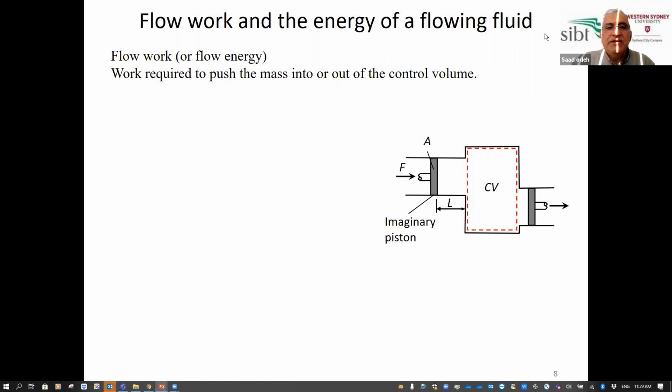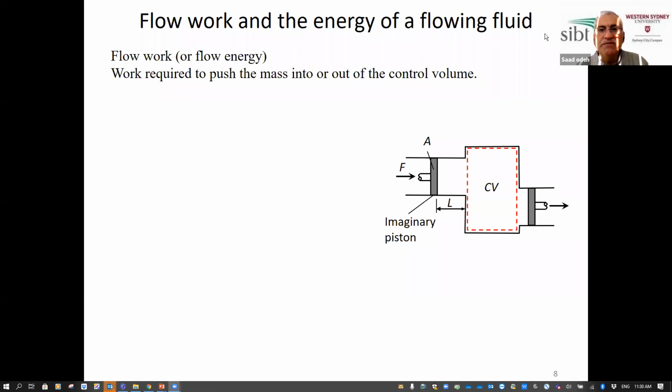Now, we come to another topic in this lecture. It's the flow work and the energy of a flowing fluid. As you remember, we mentioned before that in a closed system we were using the internal energy, because in most cases in a closed system there is no flowing fluid. But in an open system, as you have seen in the previous examples and figures, the flow is crossing the system. There is a flowing fluid.